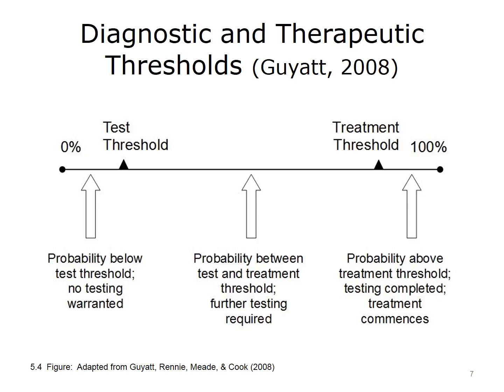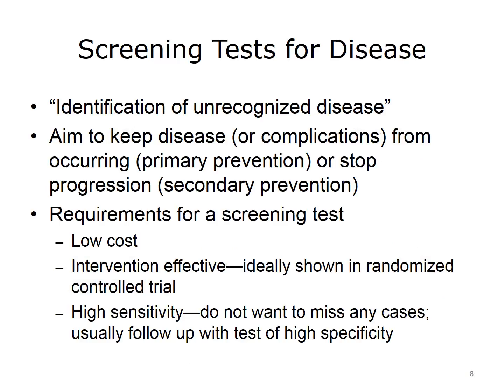If the treatment for a serious disease has high benefit and relatively low risk, the treatment threshold may actually be lower than if it's a treatment that potentially has a lot of adverse side effects. Screening is related to diagnosis, but is not quite the same. Screening is the identification of unrecognized disease. What we hope to do with screening is recognize disease so we can intervene at an early stage.